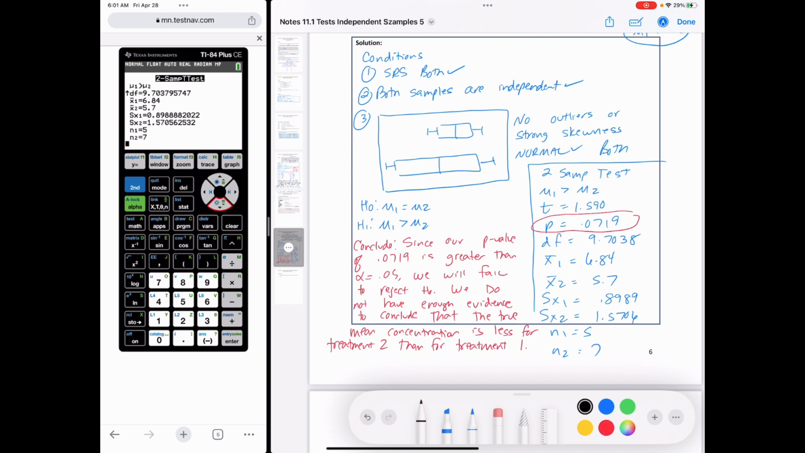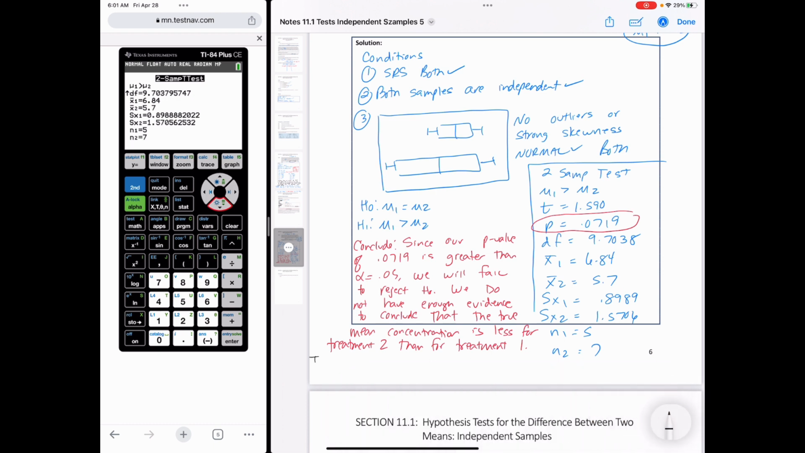When I interpret the p-value, I'm going to say if HO is true, there is a 0.0719 chance of a test statistic as extreme as ours. And ours is t equals 1.590.